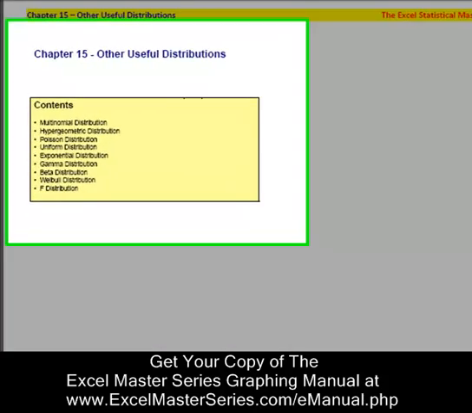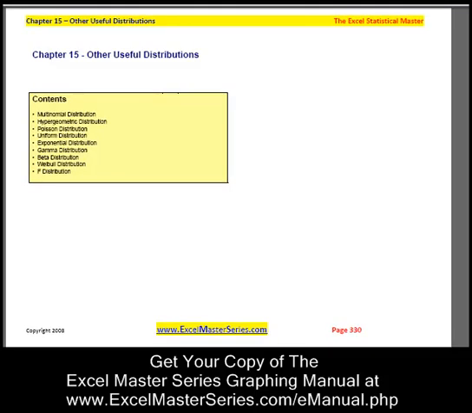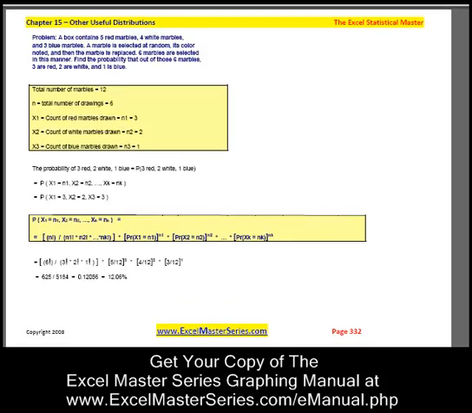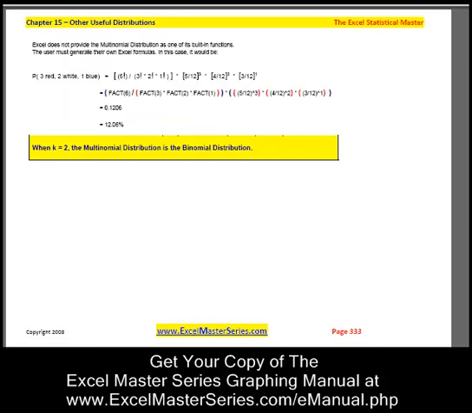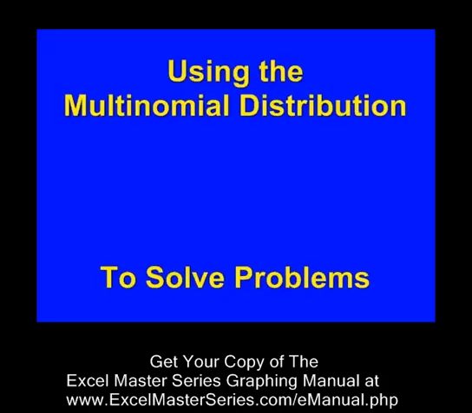The book is divided in two halves. One half is the graphs. The other half right here is how to use those distributions to solve problems in Excel. Here's the first section, the multinomial distribution. We're scrolling down. We go through the distribution, and then we go through a problem. And as with the graphing sections, we have a video for each one of our sections. The red text, let's take a look at the video for the multinomial distribution.